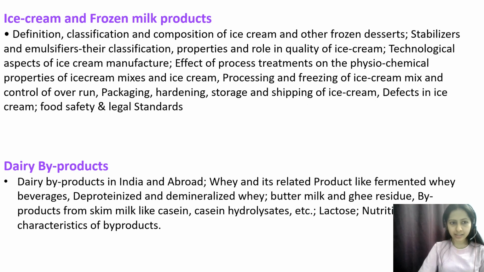So under this section that is ice cream and frozen milk products, you have to go through the definition, classification, composition of ice creams, the emulsifiers and stabilizers which are being used, their classification, properties and the role which they play during milk production, the technological aspects of ice cream manufacture, the effects of process treatment on physiochemical properties. So basically you have to go through the percentage overrun numerical. Questions are basically asked from here, the defects which are associated with ice creams and the legal standards associated with it.